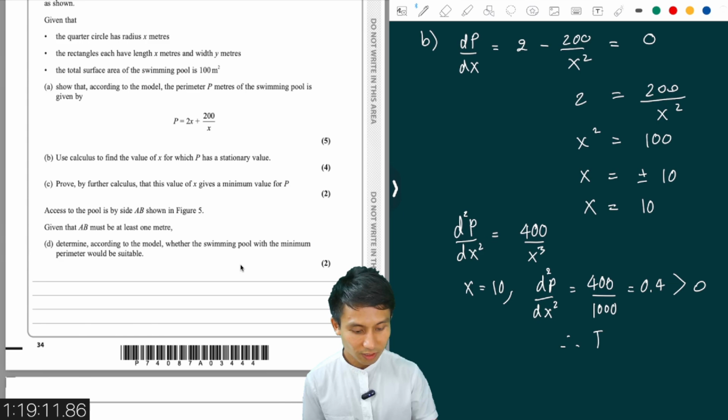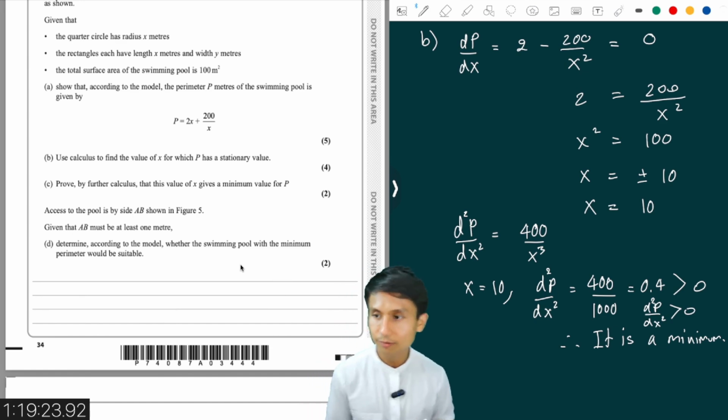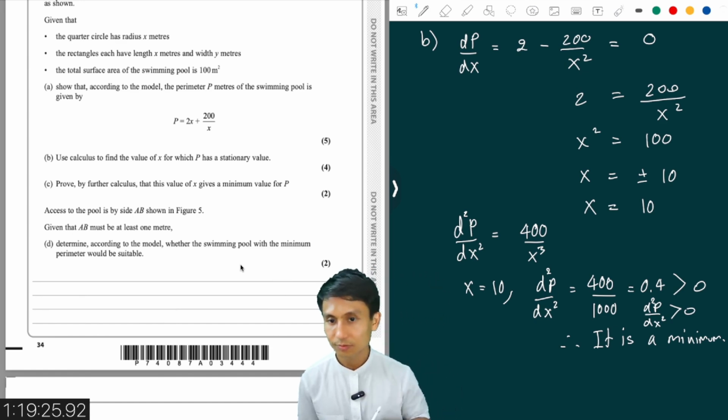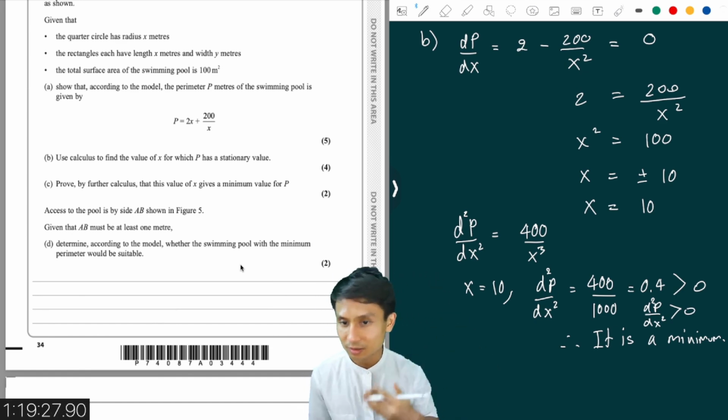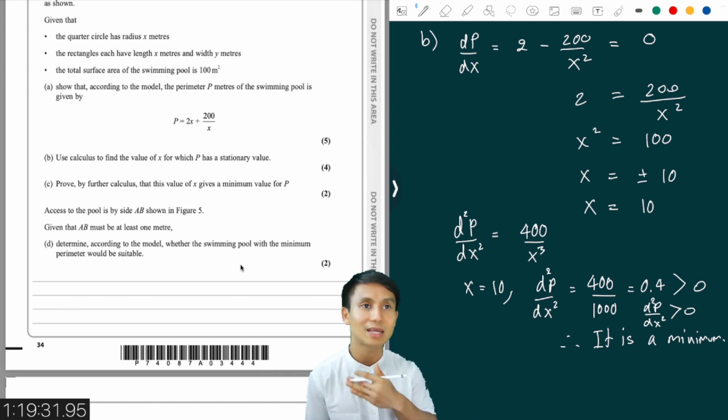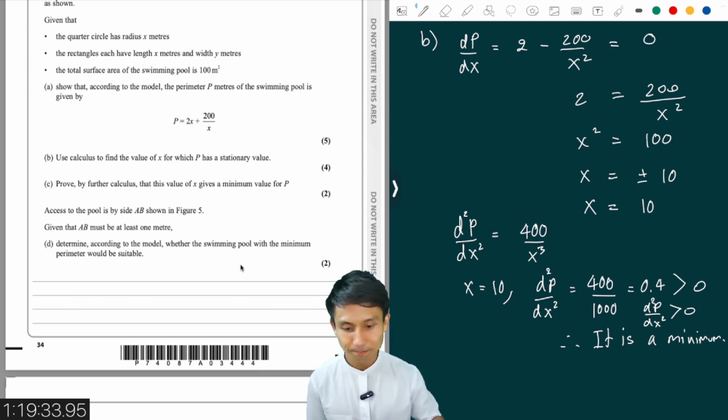So it is a minimum because we have proven that that is greater than 0, right? We can just write there. Yeah. So if it's greater than 0, it's a minimum. If it's less than 0, it's a maximum. If it's equal to 0, we call that an inflection point. Yeah.